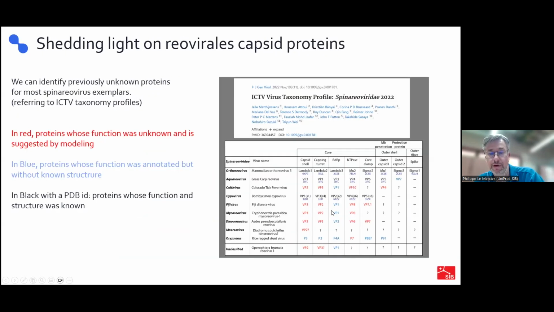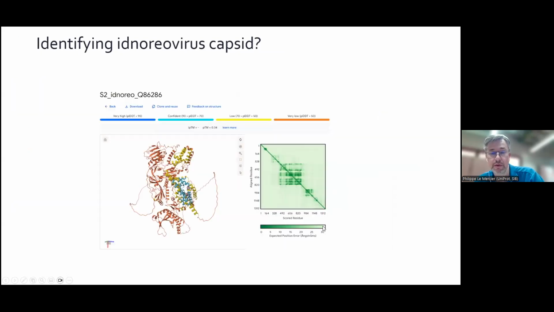And often you can, for example, for reovirus, I didn't find any similarities. So the virus may be a bit distant from the others or different. Maybe it doesn't have a capping turret and so on. We don't know. But you could have an expectation if you want to.